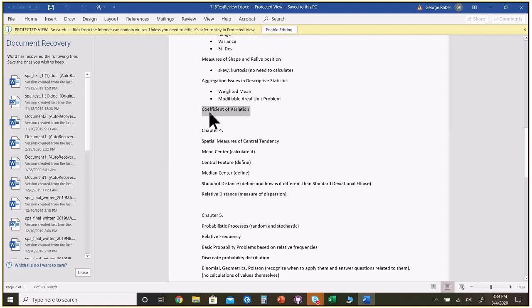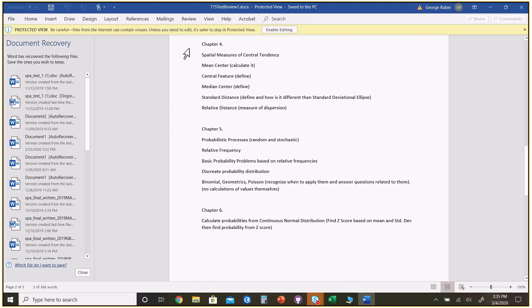Okay, and what does it do? What does it tell you? It basically normalizes the standard deviation. It takes out the units. It makes it unitless. That's what it does. So you can compare standard deviations from different data sets and find out which one varies more than the other.